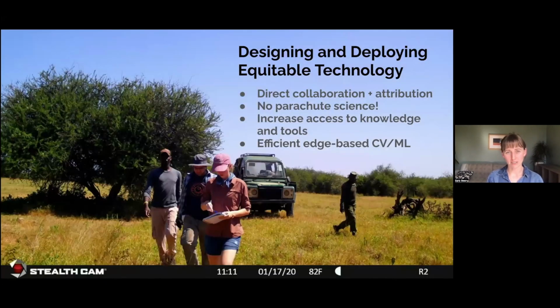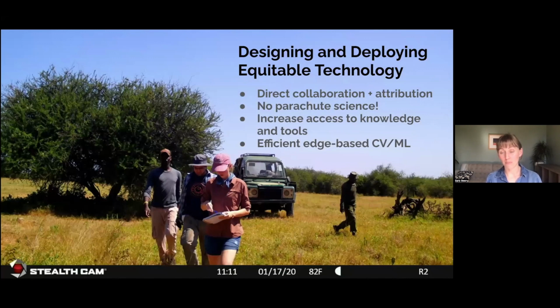And, you know, to me, that means a lot of different things, but the first thing is that I believe that when we're developing technology with a stakeholder in mind, it should be developed with direct collaboration and attribution for their effort. And we really want to push back against things like parachute science, where people from wealthy institutions go to the developing world, collect data, take it back to their wealthy institution, write a paper about it, and then walk away.